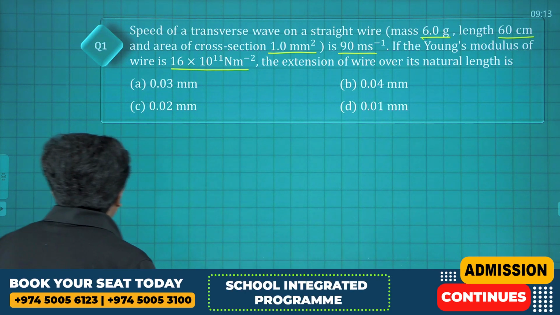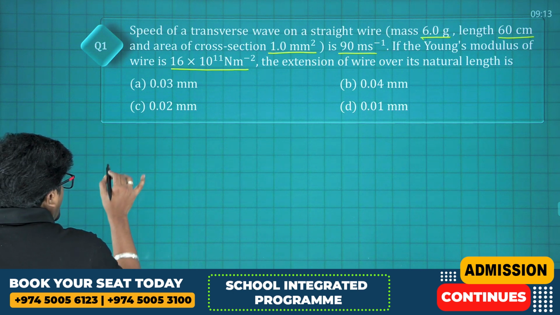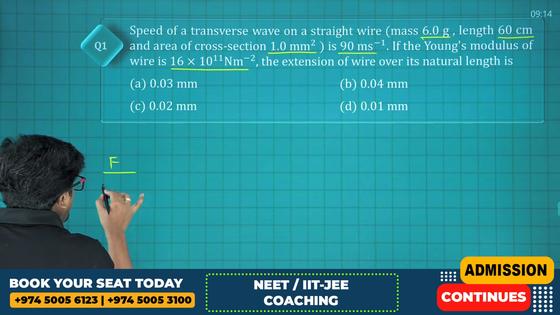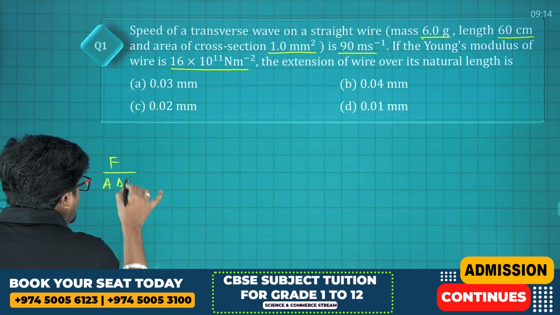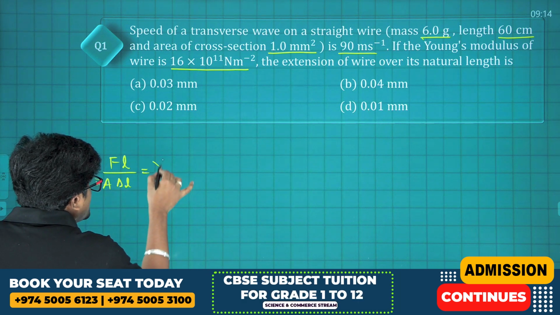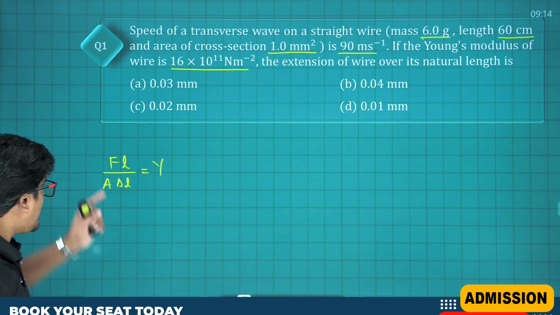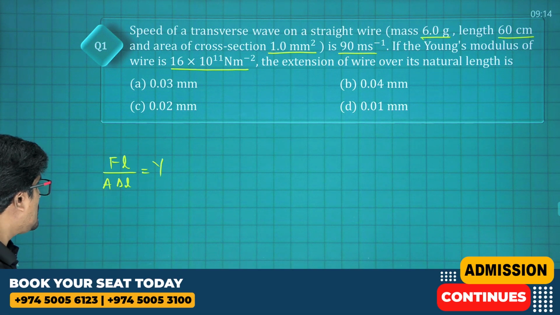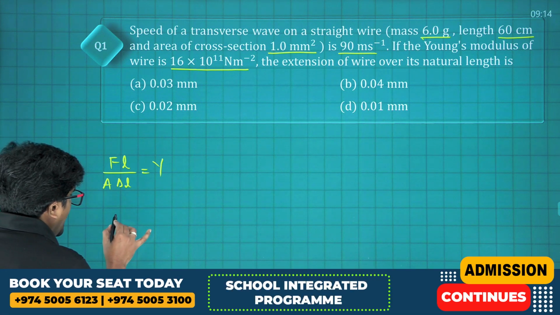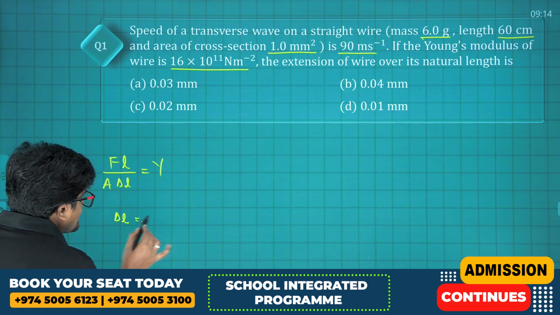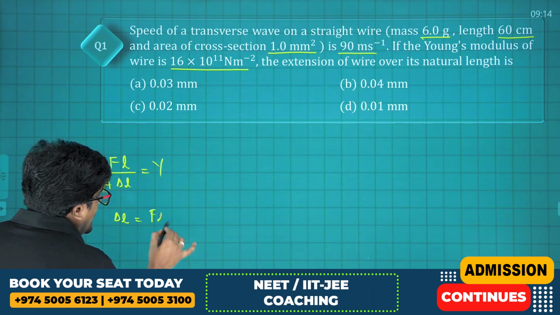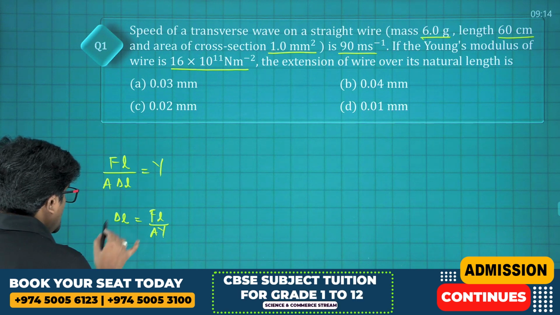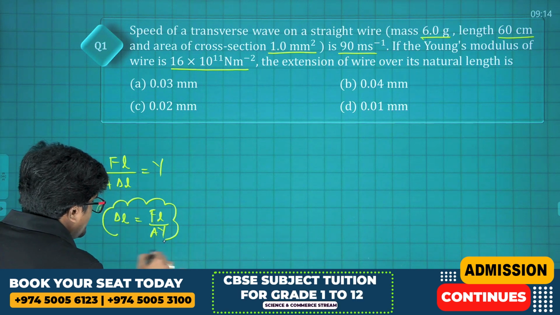So we all know that stress by strain is equal to Young's modulus, and stress is F upon A and strain is delta L by L. Okay, stress is F by A, strain is delta L by L. So I believe you understood how I wrote this. From here I can say delta L is equal to FL upon A into Y. Alright, so let me hold this equation.